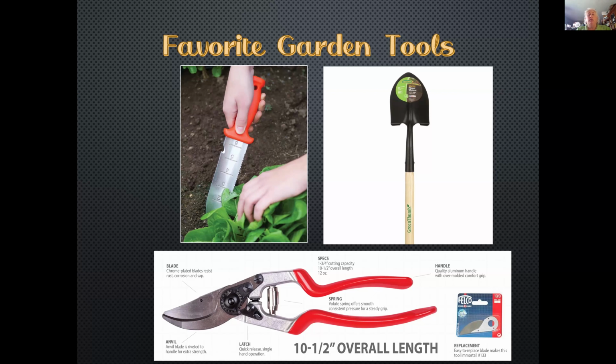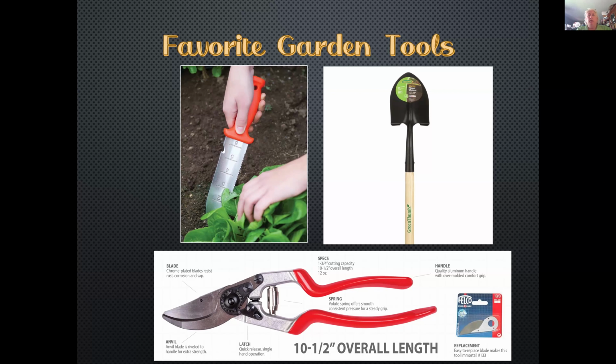This is a really good shovel because it makes a small hole and you can get in tight places with it. And then the pruners on the bottom are something called a Felco 13. Felco is an old company from Switzerland that makes probably the best pruning tools in the world. Every single piece on that pair of pruners is replaceable.